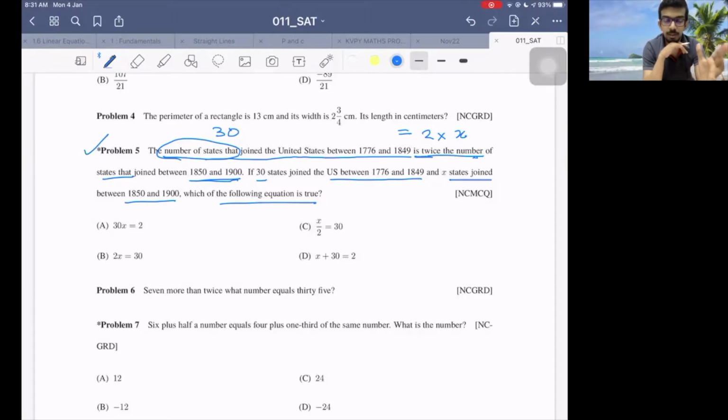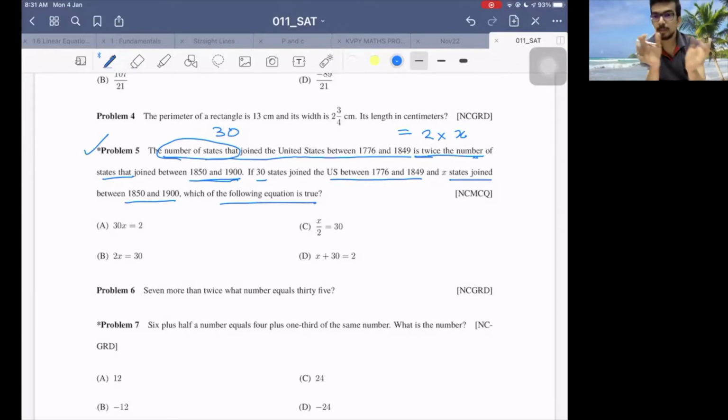Yes. Robin and Olivia, please do let me know if you have further confusion. If you have any confusion, do let me know. Yes, Robin.